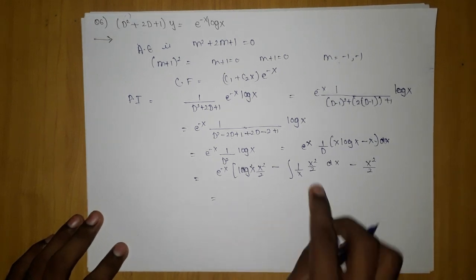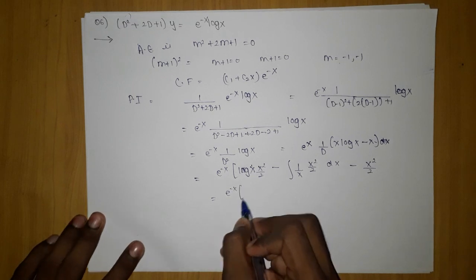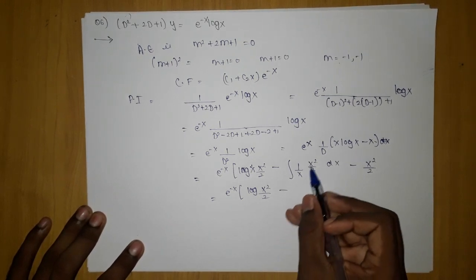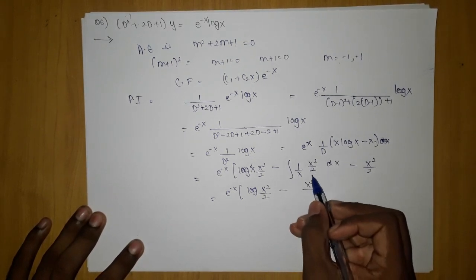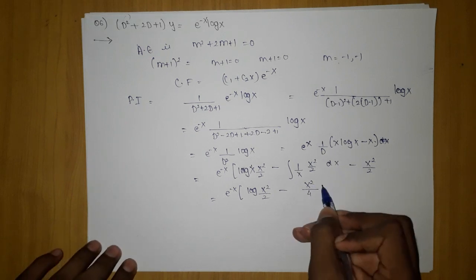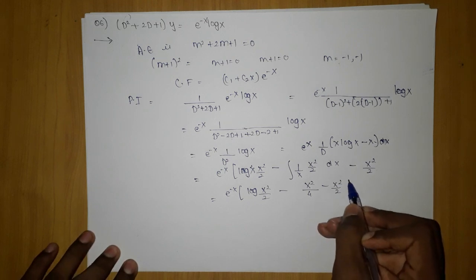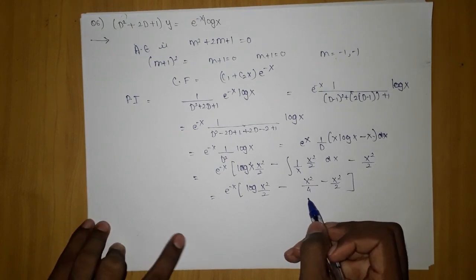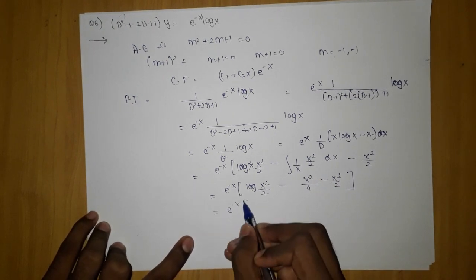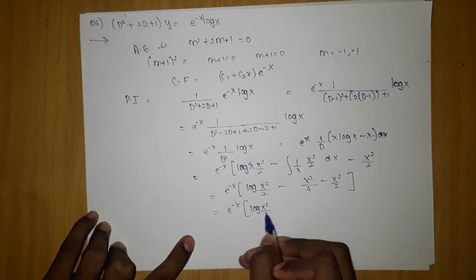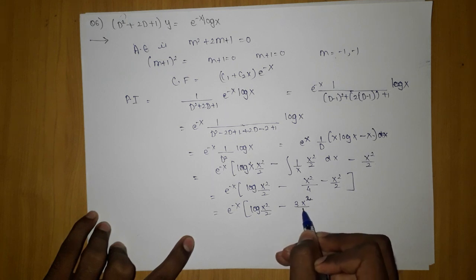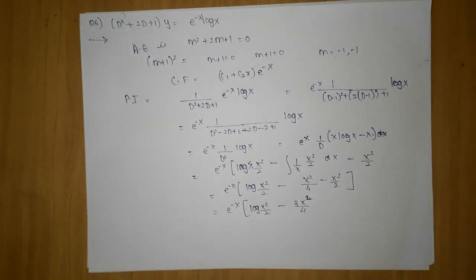If we solve this further, this will get cancelled out, and we have e to the power minus x, log x into x square by 2, minus the integration of this, which will again be x square by 2. If we integrate it further, 2 into 2 becomes 4, minus x square by 2, so we are going to get something like minus 3 by 4. If we simplify, we get e to the power minus x bracket log x into x square by 2 minus 3x square by 4. So we are getting this.